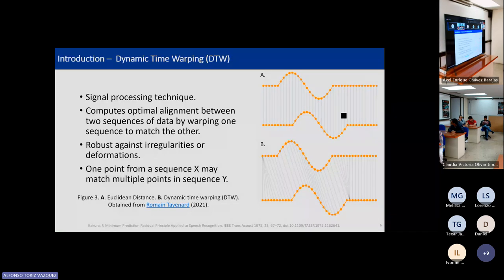Yes. Okay. For example, here, let's take the first point of this cosine wave. This point cannot match the previous points in the other sequence. That's an important characteristic of dynamic time warping. But it can match the corresponding point or the next corresponding point, and that can be adjusted by a threshold to see how many points it can travel before finding the corresponding match.